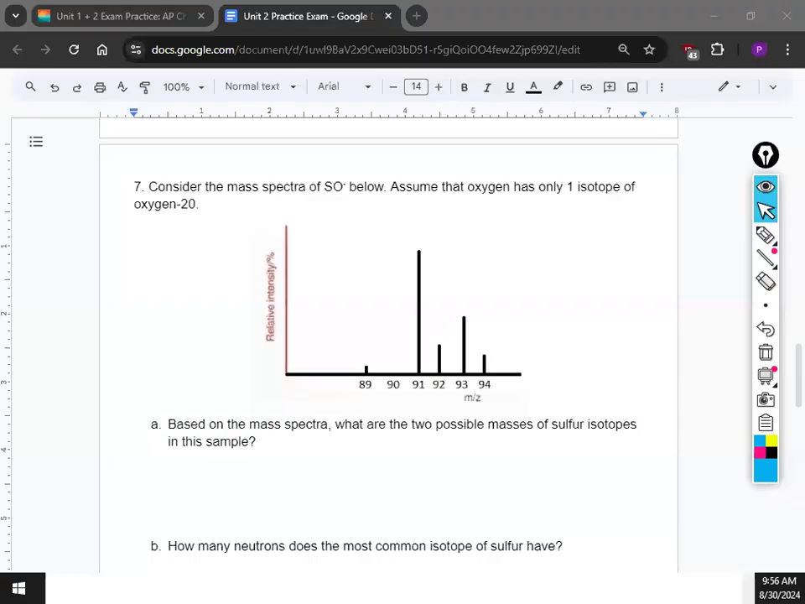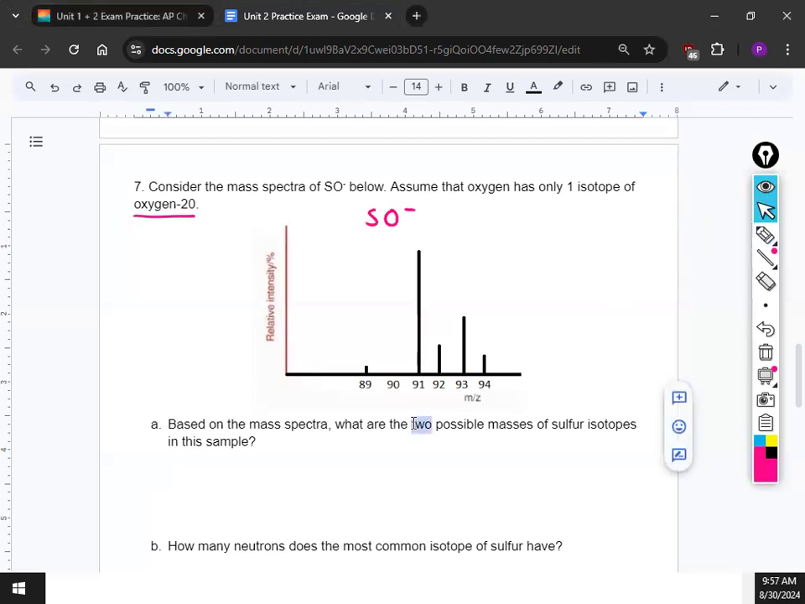Okay, so we have the mass spectra for this molecule, SO minus. We have an ion, so we got SO minus. And here, the key thing is we're going to assume oxygen has only one isotope of oxygen 20. That means every single oxygen is going to be oxygen 20. Okay, just keep that in mind. That's the important thing. All the oxygens are oxygen 20. Okay, so based on the mass spectra, what are the 4 possible masses of sulfur isotopes in this sample?